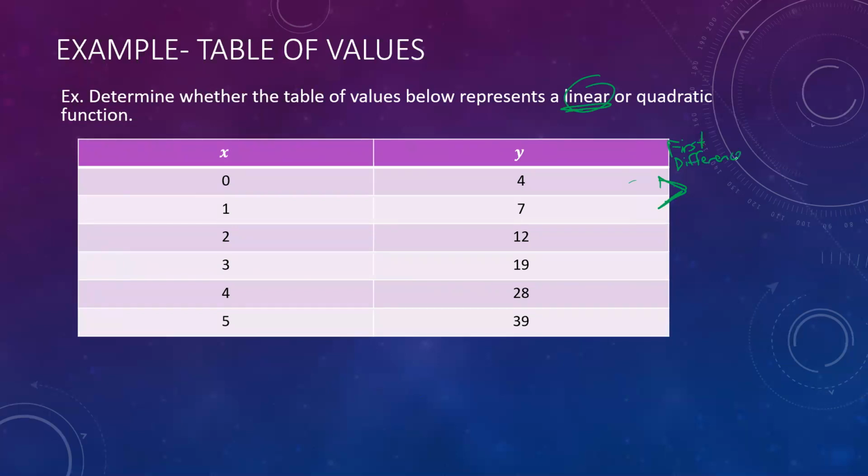So let's find the first differences. Our first difference here is 7 minus 4. And again, be careful the order you do this in. It's always the y value you have here minus the one before it. 7 minus 4 is 3.